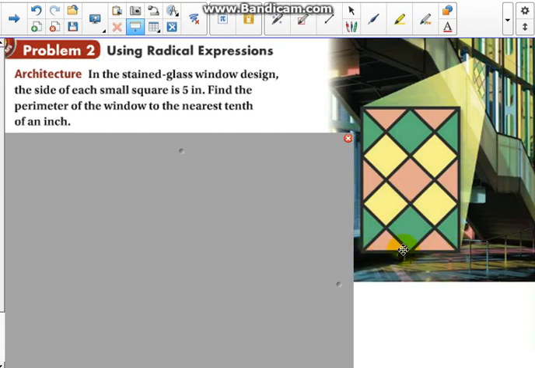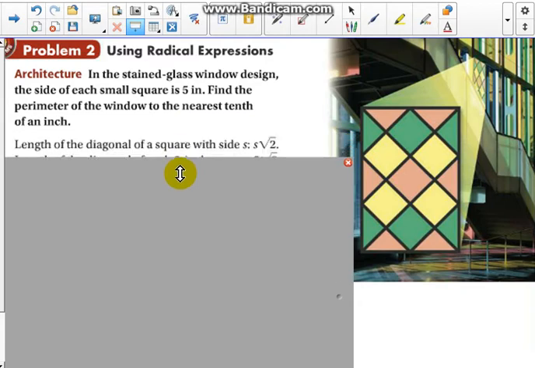Well, for the perimeter, nothing is perfectly on a side. They're all on the diagonals. So we need to know, if we have the length of the diagonal, we know that this side is 2 of those, and this side is 3 of those diagonals. So if we have the length of a diagonal, we can figure this out.